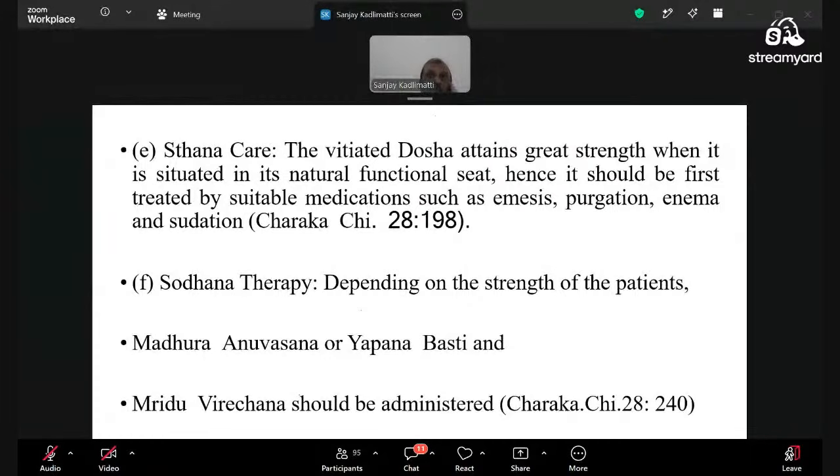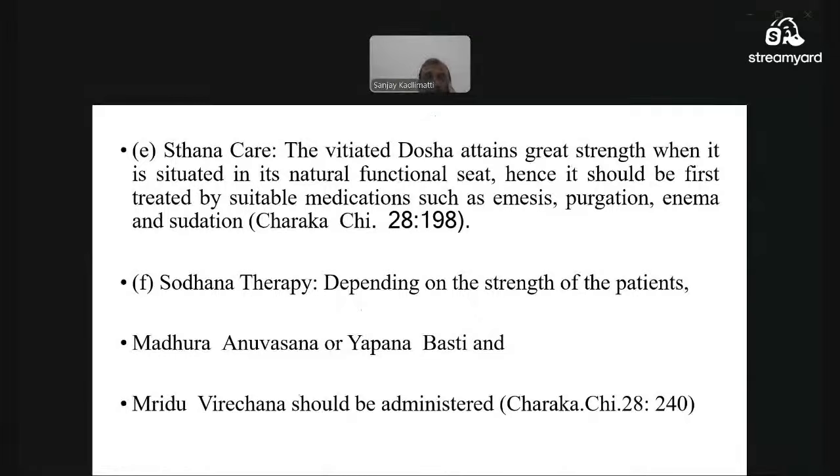If the rogi is balavan, like even in Vata Rakta we say, in Raktapitta we say, akshina balam amsasya, the rogi is balavan, strong enough to tolerate shodhana, go for madhura dravya siddha anuvasana or yapana basti. Mrudu virechana should be administered as per Charaka Chikitsa 28, shloka 40. We can go for mrudu virechana also.